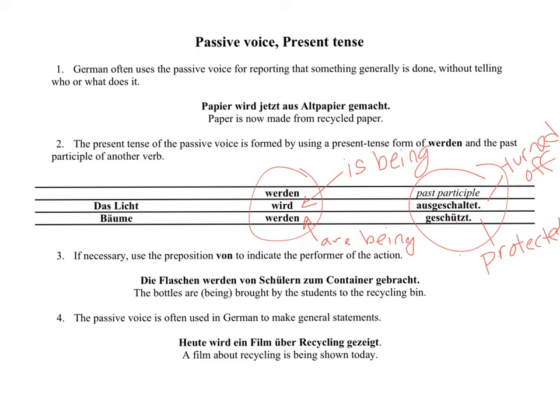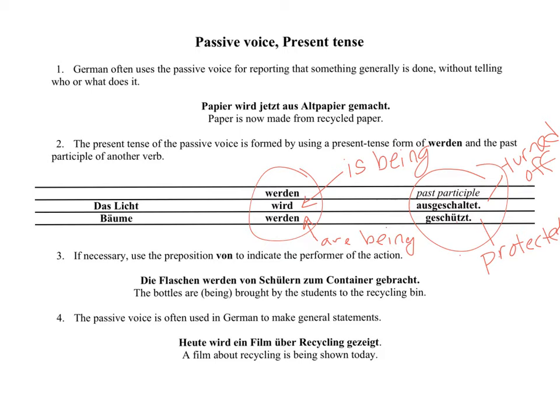So overall, it's not too complicated. You're just using the present tense form of werden and the past participle of another verb, which is very similar to the English, saying the light is being turned off versus the plural, that something are being protected, for example. You can add the detail of who is performing the action if you want to. That's not the main purpose of passive voice, but it can still be done in the passive voice.